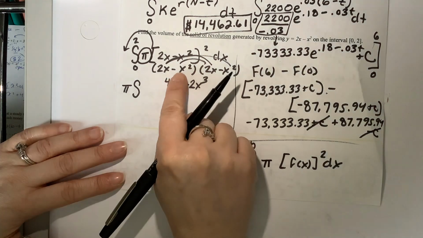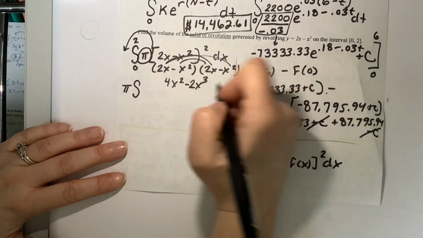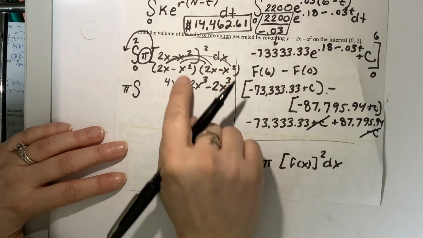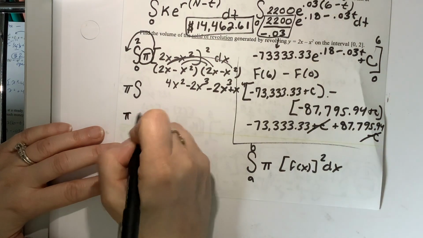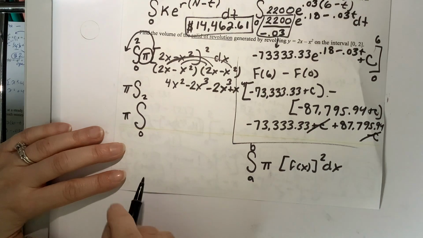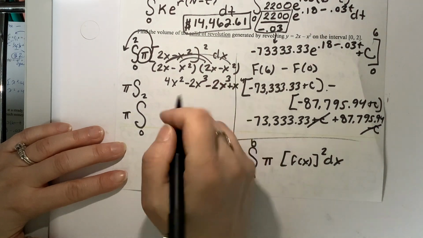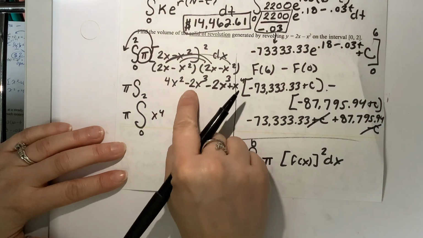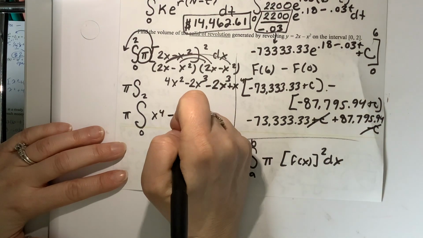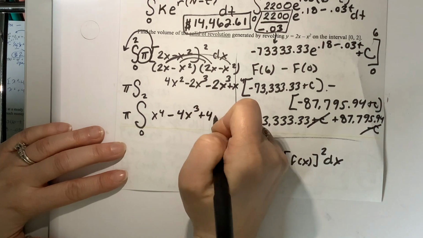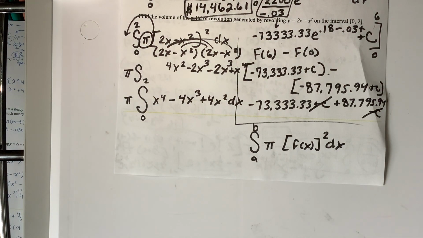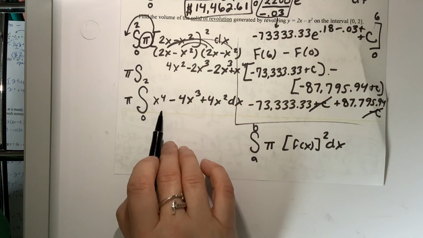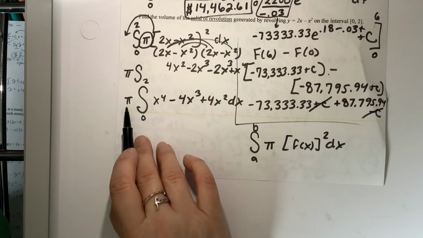Thank you. Perfect. Negative x squared times 2x would be negative 2x cubed. Negative x squared and a negative x squared is positive x to the power of 4. So pi is out front. We're going from 0 to 2. Combine your like terms. X to the power of 4, negative 2x cubed, negative 2x cubed makes negative 4x cubed plus 4x squared dx. At this point, it is just the fundamental theorem of calculus like we've been doing the entire chapter. The difference is, once you find this value, you take that answer and you multiply it by pi.